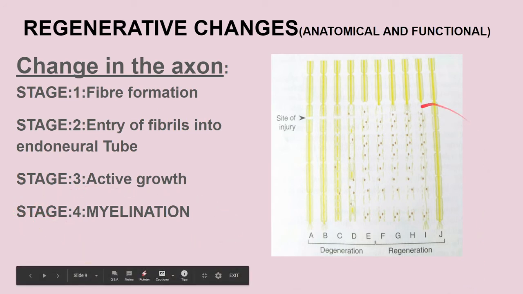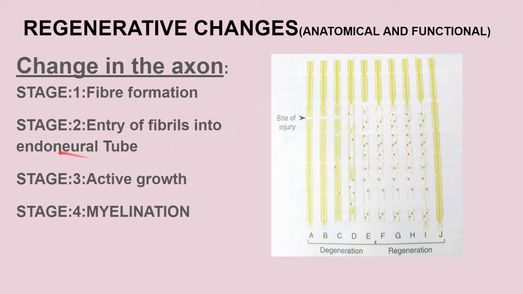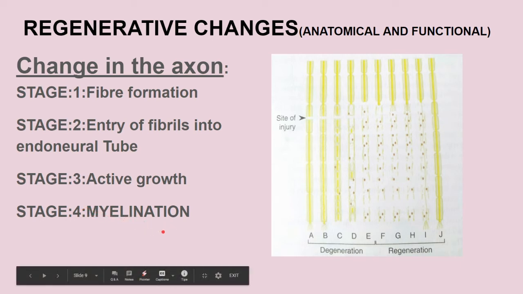Okay, so regeneration has 4 main steps of the axon: fiber formation, entry of fibrils into the endoneural tube with the help of the Schwann cells, active growth in which they make contact with their peripheral end organ, and then the myelination, a very important step, which takes around 1 year.